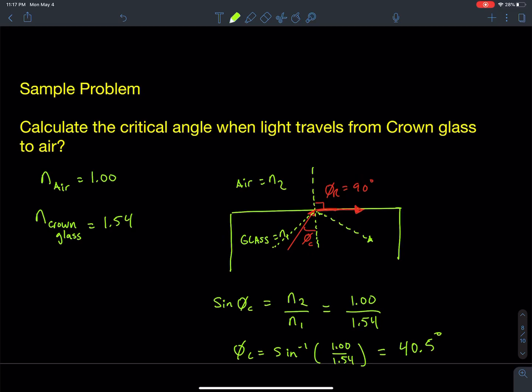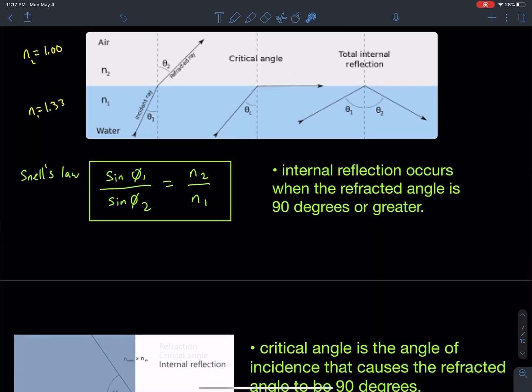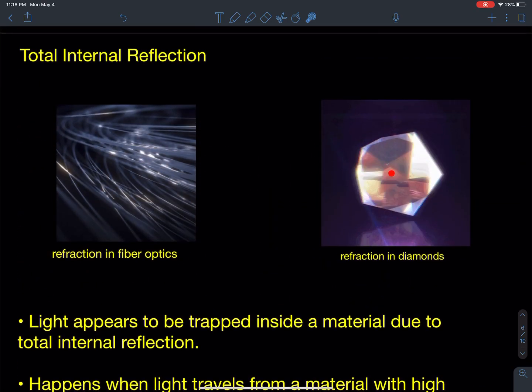Now diamond, the refractive index of diamond is 2.5. So you can imagine that diamond traps light even better because its refractive index is much, much greater. If I applied that into this formula, I would have a much smaller critical angle, which would explain why when we look at diamonds, we see light coming out in these vertical crevices. You have to be looking straight on at it, and that's why they shine like a brilliant diamond, all right? And that's it for total internal reflection.